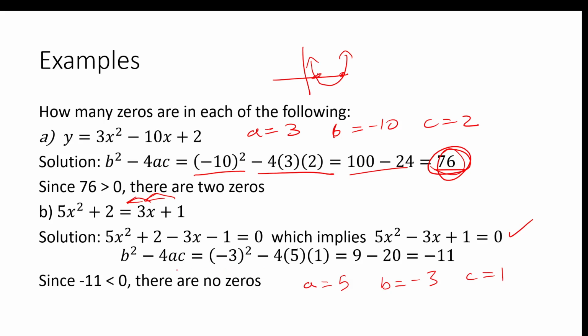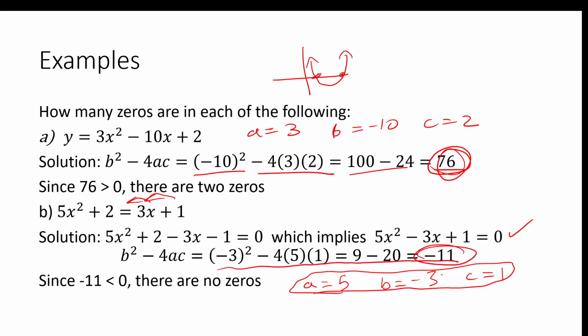Well, b squared minus 4ac, given these values of a, b, and c, will end up ultimately equaling negative 11. So in other words, we'll have a negative sign underneath the square root, so there will be no zeros at that point. If we were to express this graphically, we would have a parabola that never touches the x-axis. You can see here there are no values that equal 0.